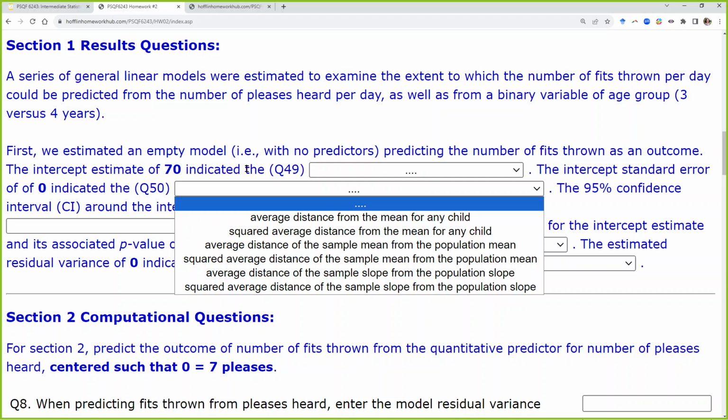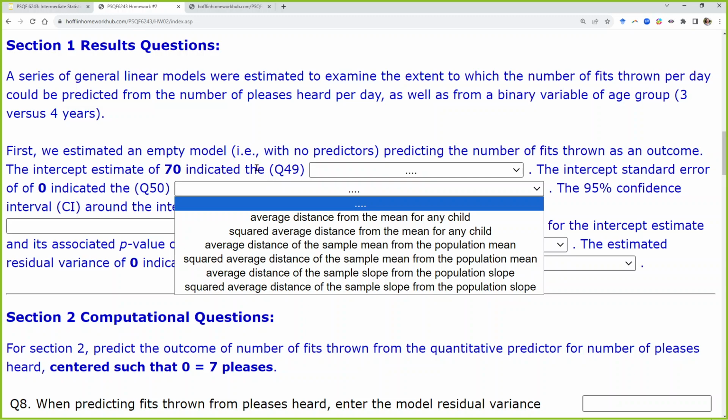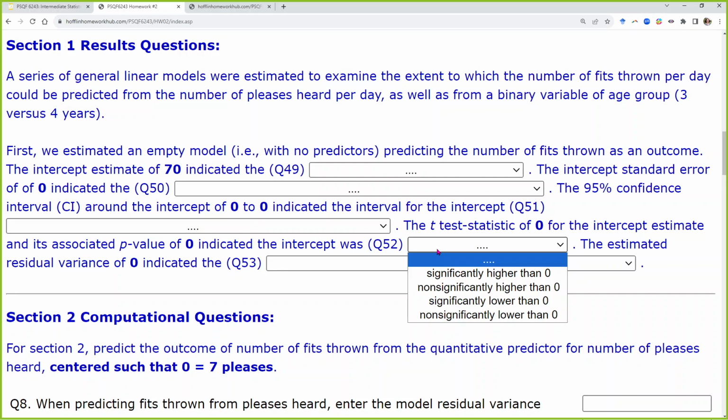And some of these choices are generic, like this one is not data specific in terms of what a standard error means or what the intercept means. But the ones that have to do with making decisions, for instance, significantly higher, significantly lower, non-significantly higher, non-significantly lower, those are tied to your individual data sets. So you may end up with a different answer than someone you're working with based on what's happening in your data. Okay? So they're roped together, yoked together.